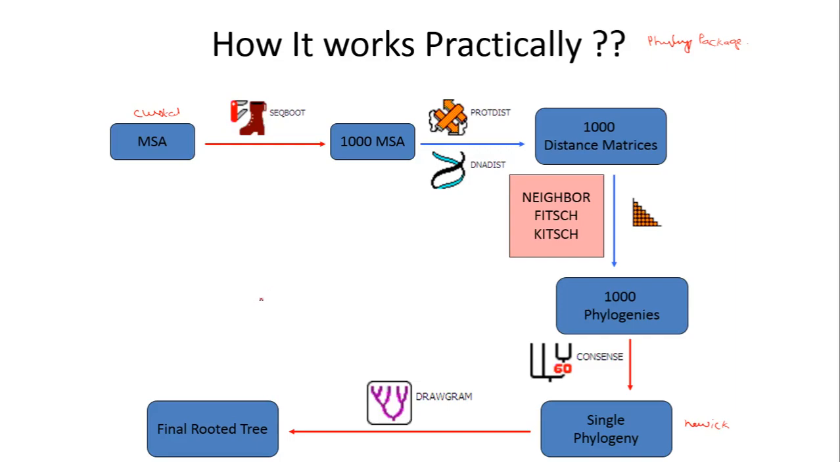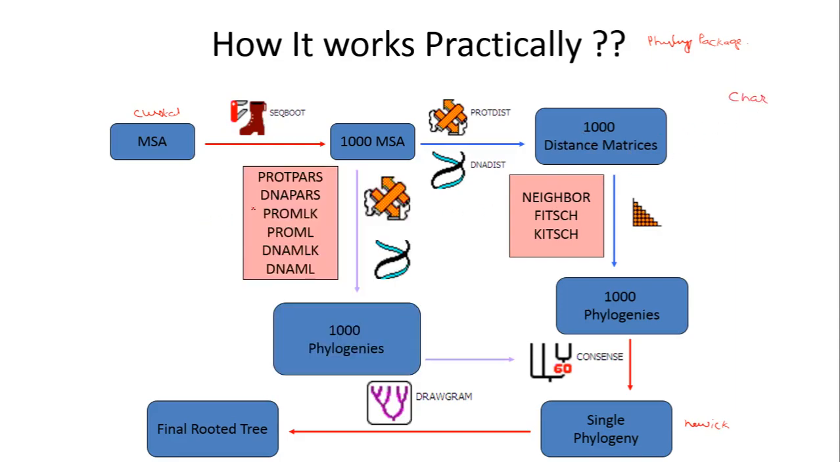Okay, then if you don't want to use a distance based method and you want to use a character based method, what you would do is begin with a multiple sequence alignment, then use seqboot, create these 1,000 multiple sequence alignments, 1,000 data sets, and based on what type of character based method you are using, you have appropriate programs in your Phylip package, right? So if you are trying to use a character based method like maximum parsimony and you have protein sequences in your multiple sequence alignment, then you would be using protpars as a computer program.